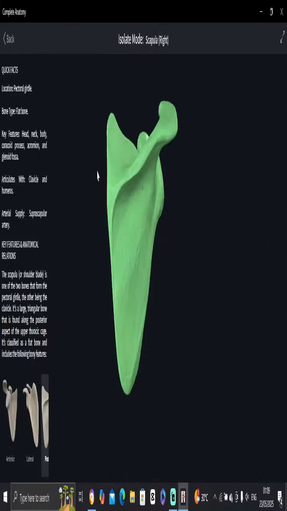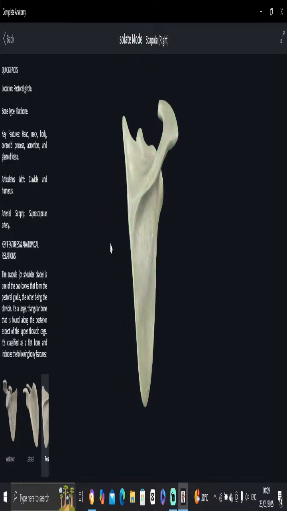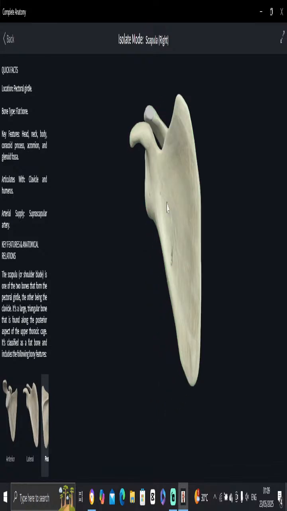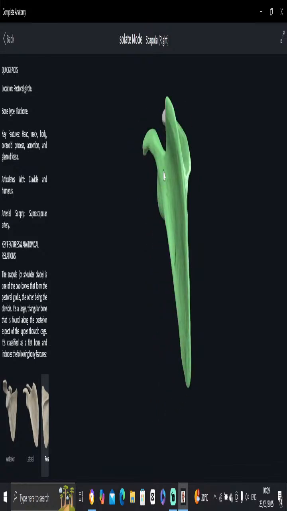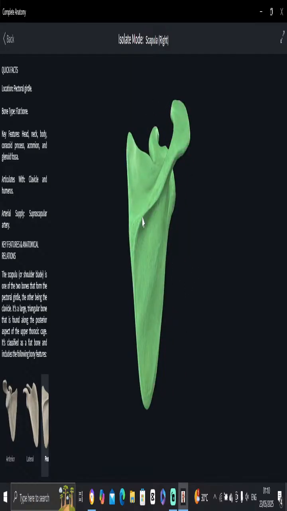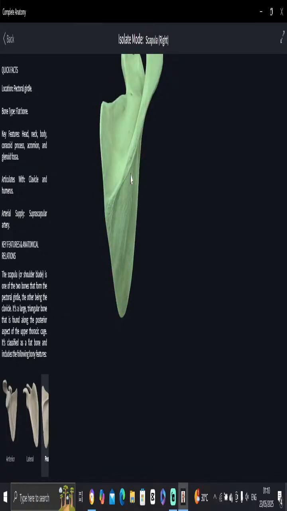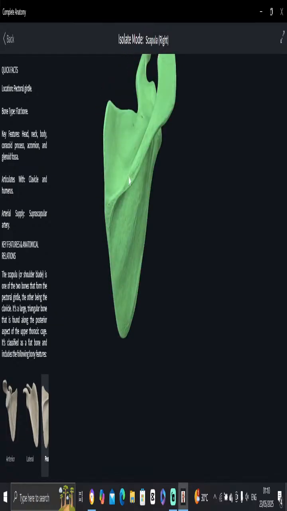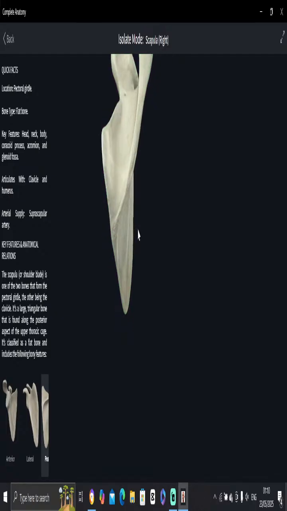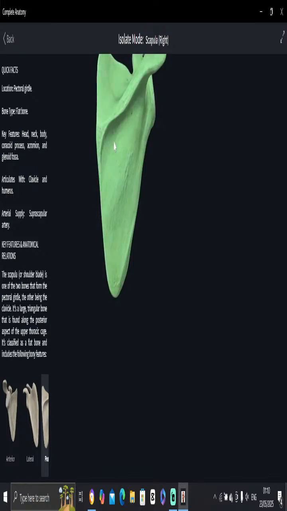Posteriorly, we can also see the superior border, medial border, and the lateral border. The scapula has two surfaces: the anterior surface, which is flat and concave, and the posterior surface, which is divided into two by this bony projection, this ridge. This ridge is called the spine of the scapula. It divides the posterior surface into a superior and an inferior portion.